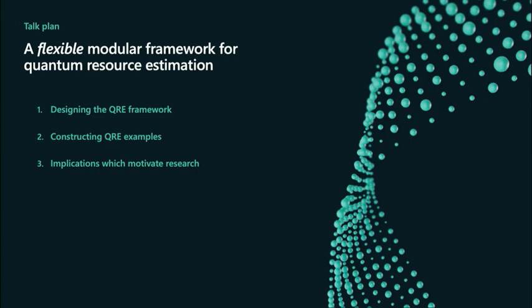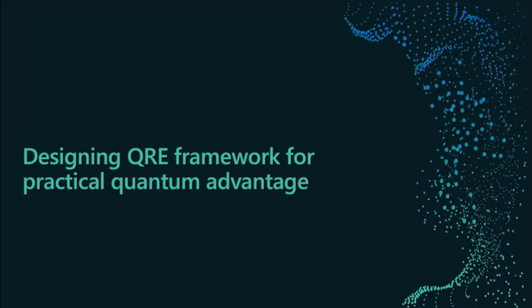Okay, so in the rest of my talk, I'm going to essentially talk about these three things: how we design this framework in the first place, how you construct estimates using the framework, which will be most of the talk, and then I'll talk a little bit about the implications which we observe after having this framework, and essentially ideas that I think people should focus on, and I would like to focus myself on in order to reduce resources in future for quantum computing.